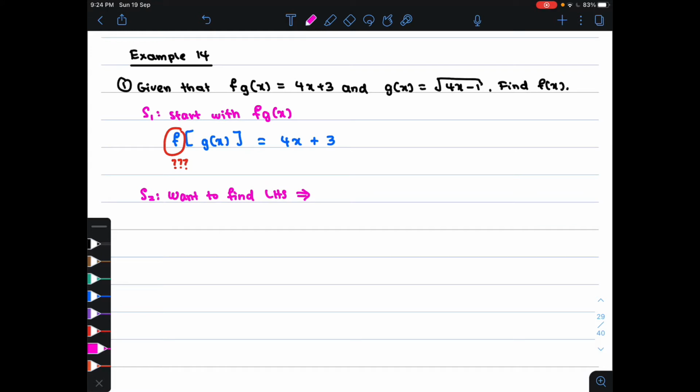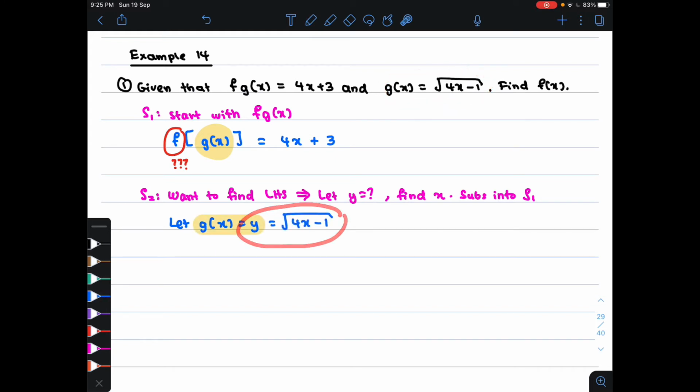Step 2, you want to find fx which is on the left hand side. And to do that, you need to let y equal to something, find x, and then substitute x back into S1. So, apa yang akan jadi sebagai y? This one, kamu akan jadikan dia sebagai y. So, let gx equal to y, and we already know gx is this one. And now, from y equal to square root of 4x minus 1, find x. So basically kamu rearrange equation ni sampai kamu dapat x sebagai main subject.